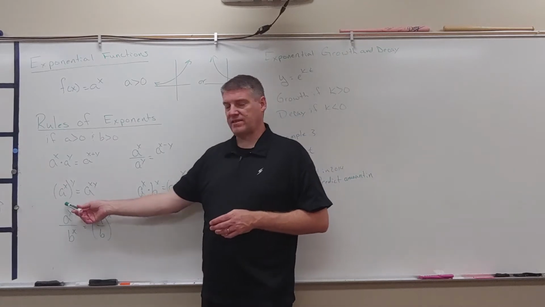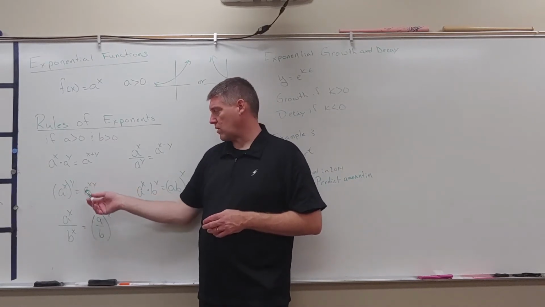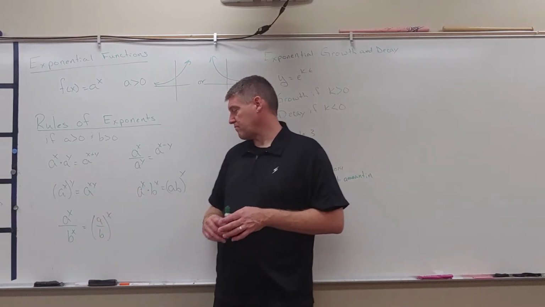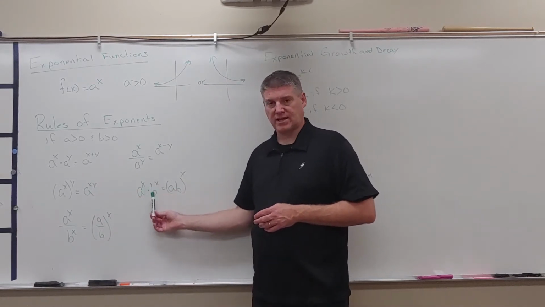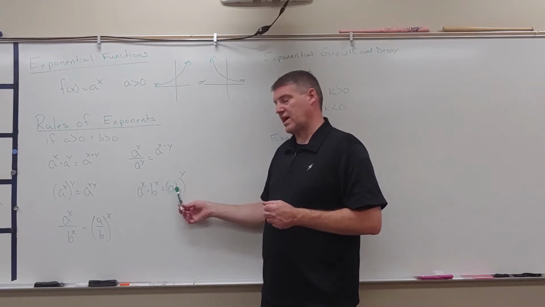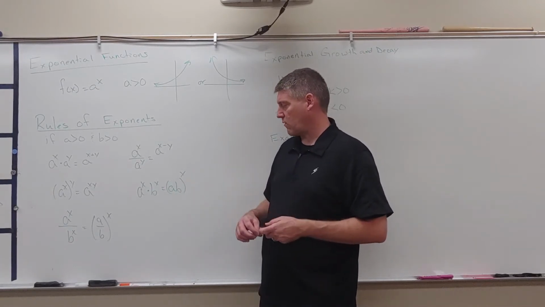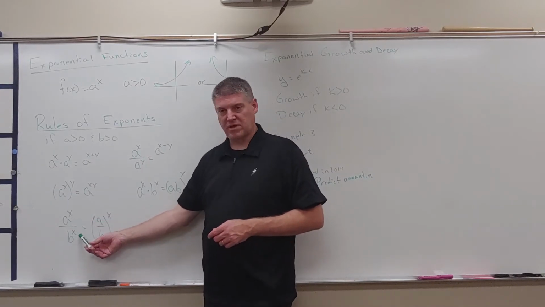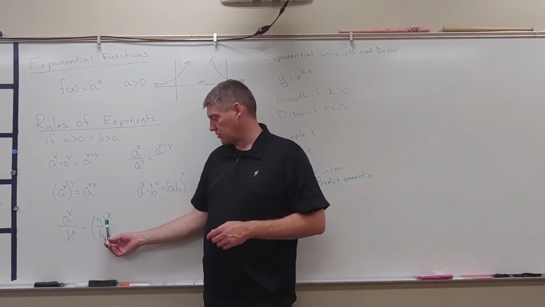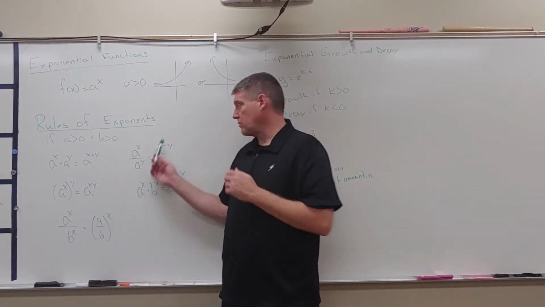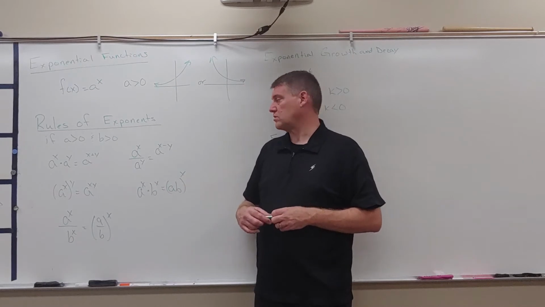If I have a to the x quantity to the y power, now I'm going to multiply my exponents. I'm going to get a to the xy. And if I have a to the x times b to the x, that can be rewritten as quantity a times b to the x power. And if I have division, the quotient, a to the x over b to the x, that could be equal to the quantity a over b to the x power. So we really need to remember all these rules.